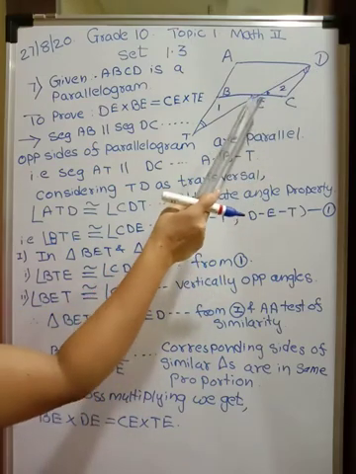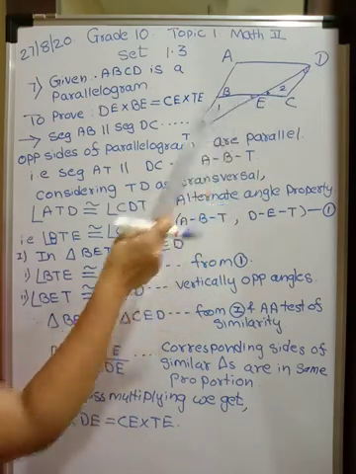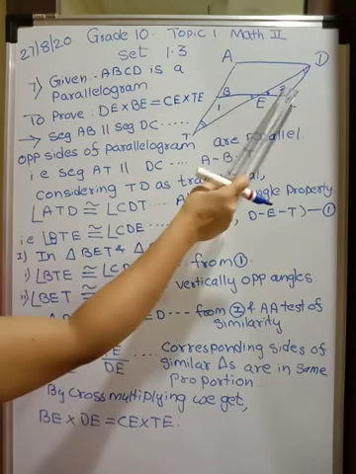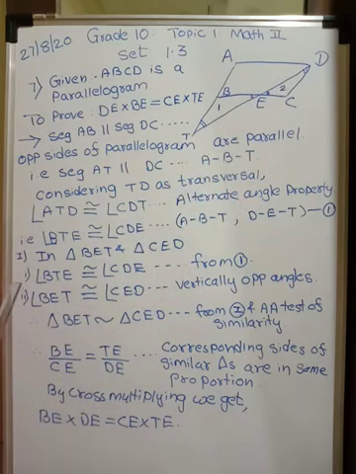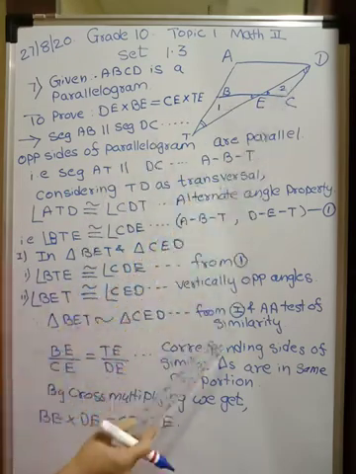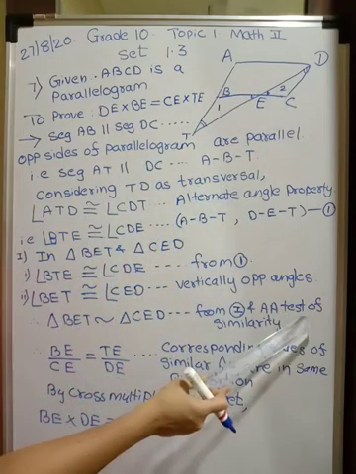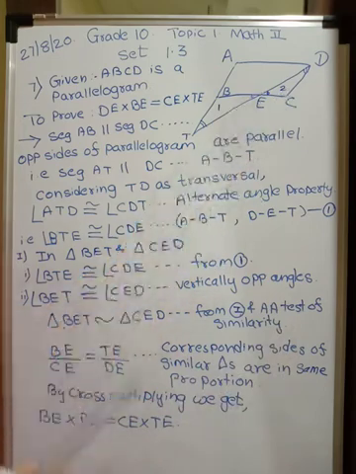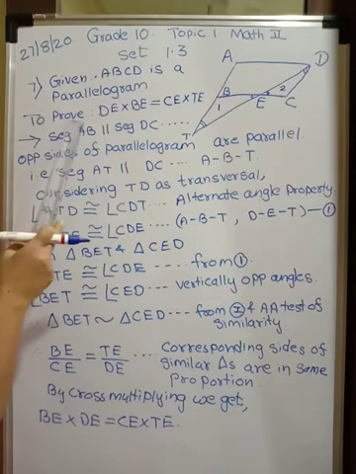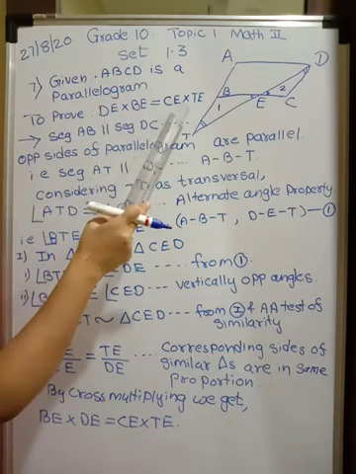And these two angles which I have shown by a small circle are vertically opposite angles. So these two triangles become similar by the AA test of similarity. Now you know that once the triangles are similar, sides are in proportion. But you see what has been asked. We have to prove that DE into BE is CE into TE.